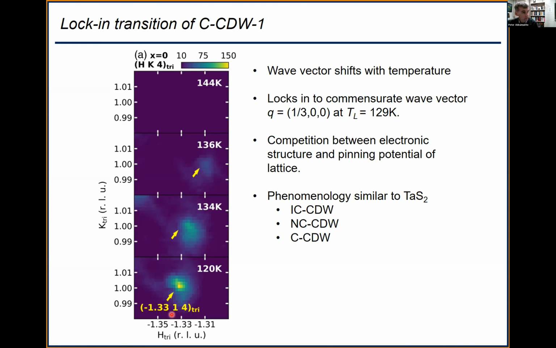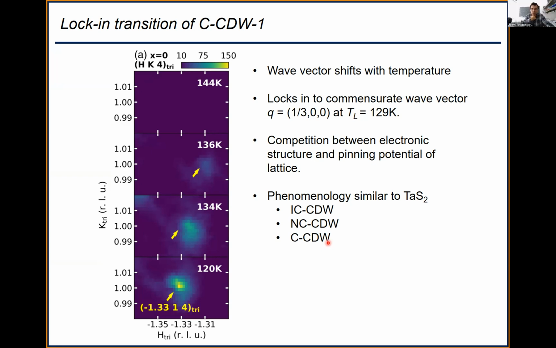It also takes place in things like tantalum disulfide. You know, in tantalum disulfide at high temperature, if you know your dichalcogenides, there's an incommensurate CDW. You cool, there's a nearly commensurate CDW. That's kind of like this. And then that thing locks into a commensurate wave vector below the low temperature transition. This thing exhibits a very similar phenomenology. So the material is sort of halfway between a pnictide superconductor and a dichalcogenide in the sense of the way the charge density waves behave.